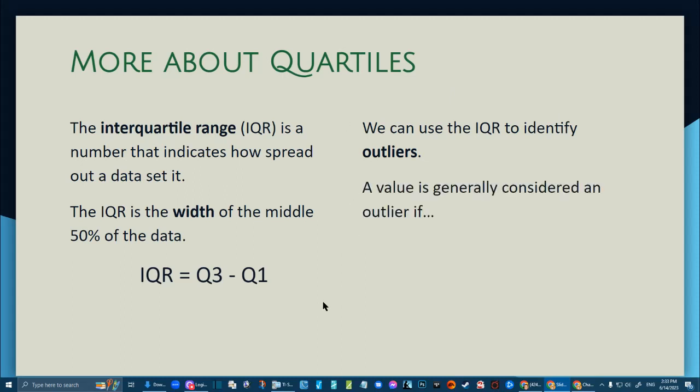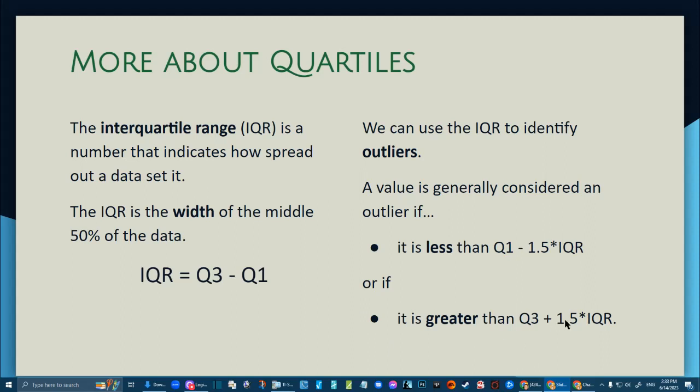An outlier is a value that is either more than 1.5 IQRs below the first quartile or more than 1.5 interquartile ranges above the third quartile. So we mentioned outliers in a previous video and we said extreme values. Now we know where the boundaries are that separate expected data from extreme values.